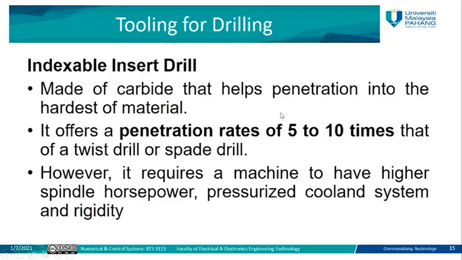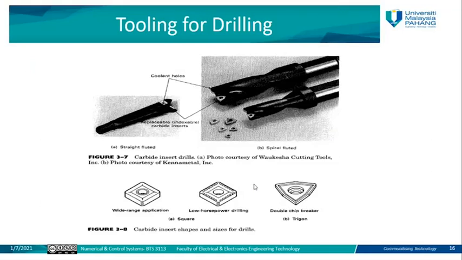Each type of this drill, for example this one, requires the machine to have higher spindle horsepower. That means the rotating spindle should have more power and more torque, along with a coolant system and rigidity, because it will generate a high temperature during operation, depending on the type of insert drill in this machine. Each type is preferred for a specific operation, and this is more related to the expertise of the machine operator, and sometimes it depends on the required task to be accomplished.